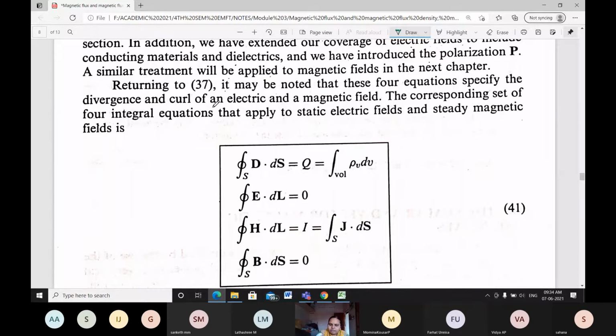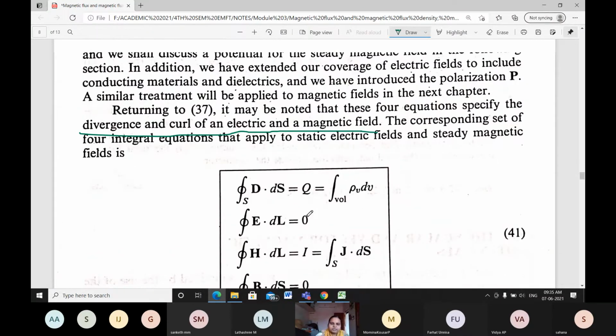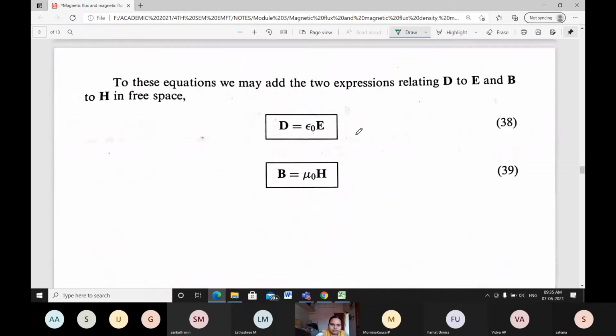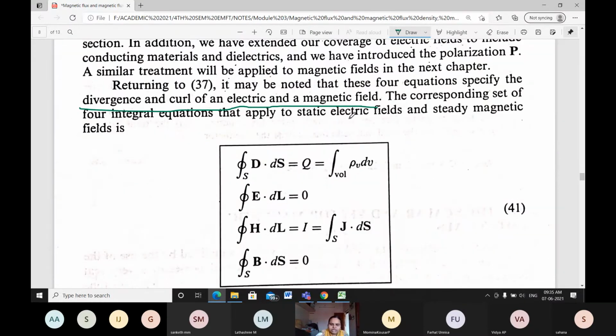Then from these four equations, specifying the divergence and applying the curl of the electric and magnetic fields, we get the corresponding set of four integral equations, instead of the point form, in integral form. For static electric fields and steady magnetic fields: the closed surface integral of D dot dS equals Q, that is the volume charge enclosed, integral of rho v dv. Then the closed line integral of E dot dl is going to be equal to 0.